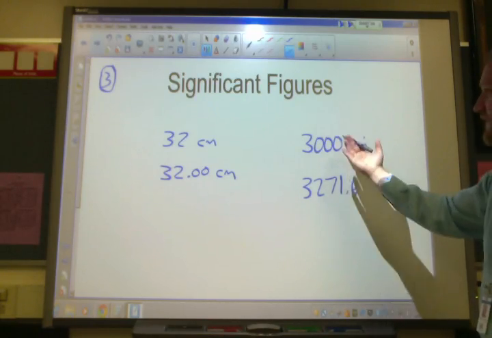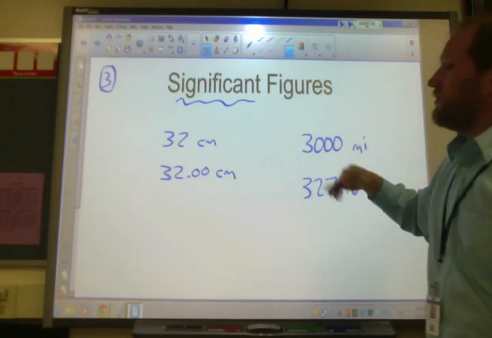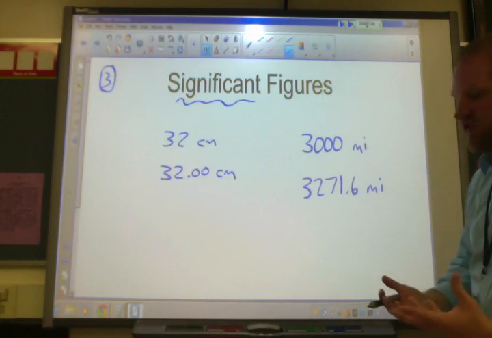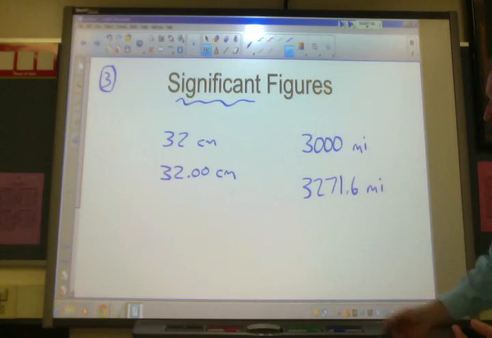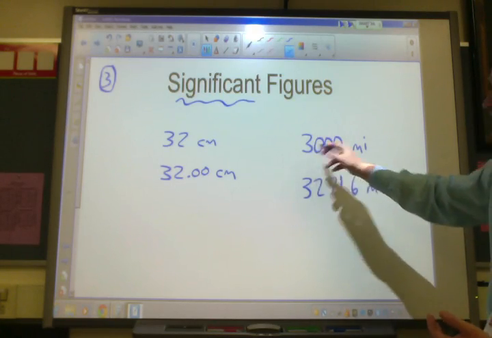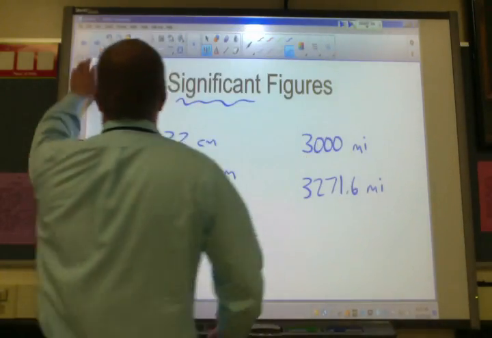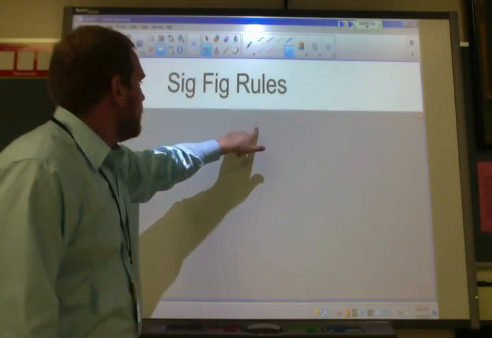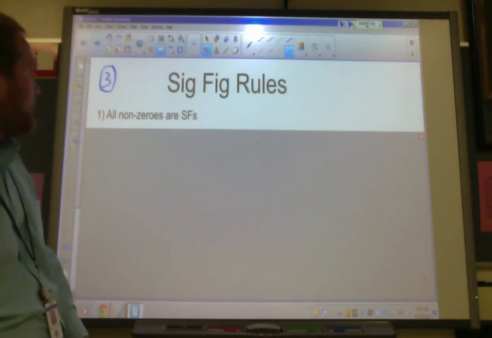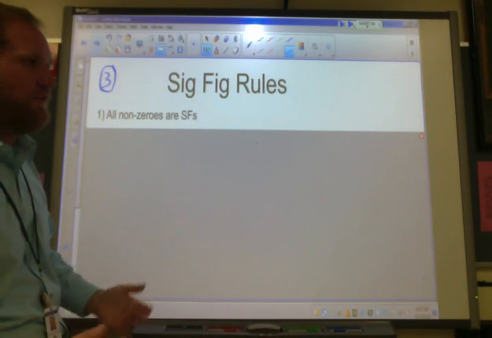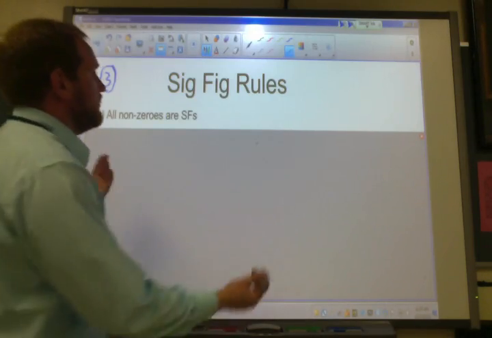So the number of significant figures, and by that we mean the numbers that are really important, the numbers that add to the precision, they definitely matter. This one, these are all significant. This one, only one of them is. So let's get to the rules now. First rule, all non-zeros are sig figs. If you're going to make a measurement and record a non-zero, it's going to count.